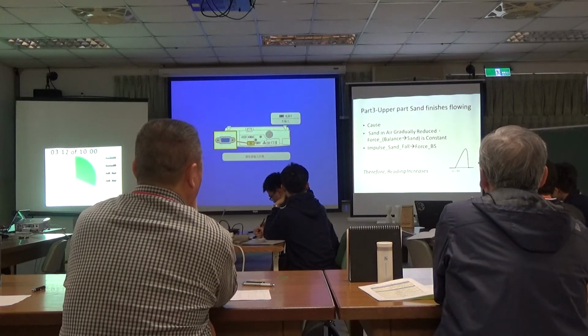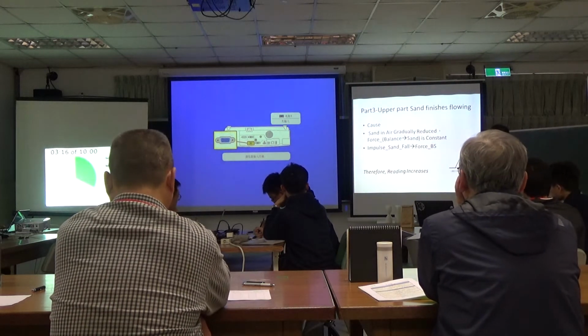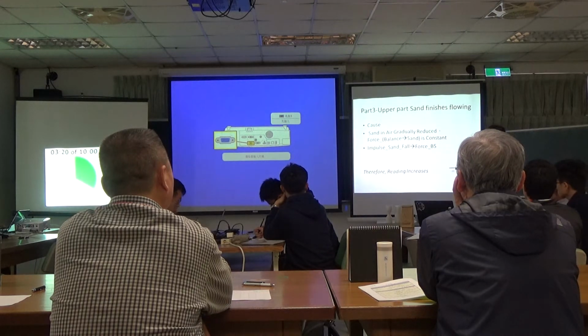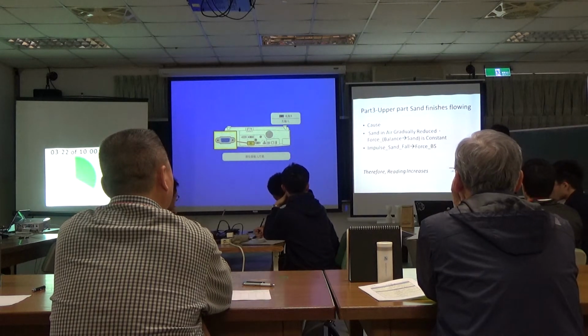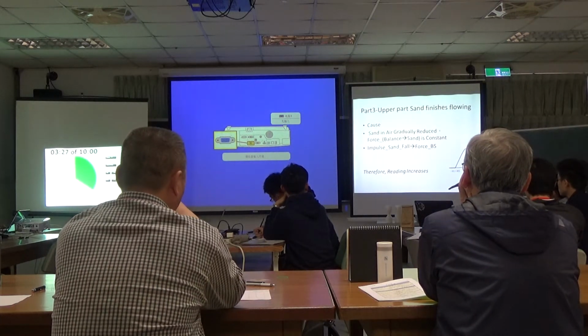And in part 3, we see that the sand in air gradually reduces and the force exerted from balance to sand is constant. Also the sand fall creates an impulse that adds to the force from balance to sand, and therefore the reading builds up.